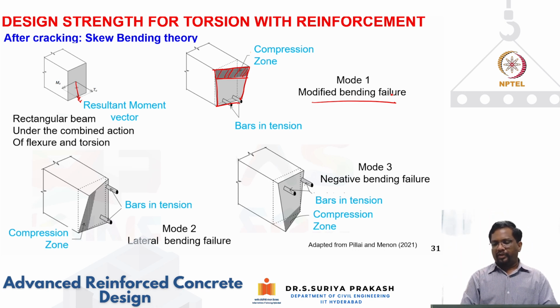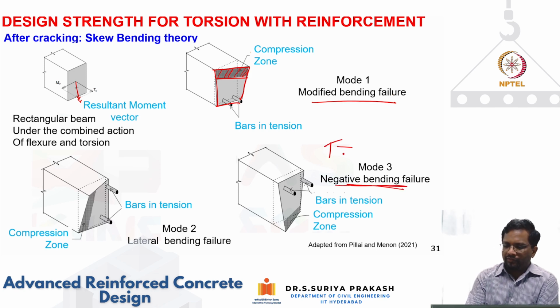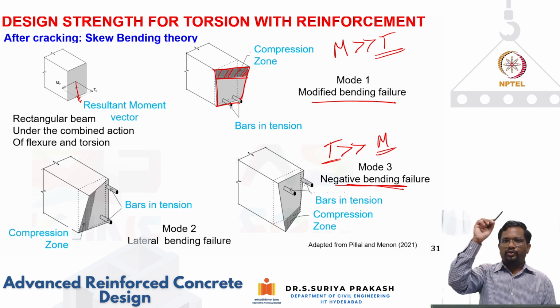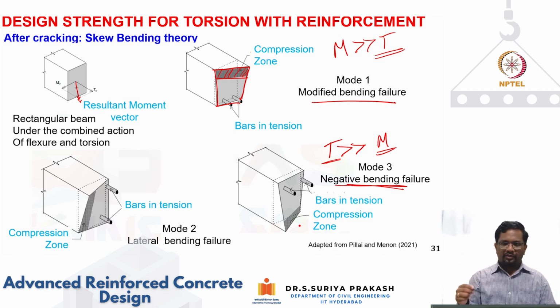Okay, so that is what we are saying, a negative bending failure mode. This will happen when your torsion is very, very large compared to that of bending, whereas mode 1 will happen when your bending is very, very large compared to that of torsion. So mode 1 and mode 3 are very different. When you have very large torsion, I am going to create tension at the top also, which we don't account for. Bending will create compression at the top, that's our assumption. Let's say it's creating a sagging mode, so it's going to create compression at the top and tension at the bottom.